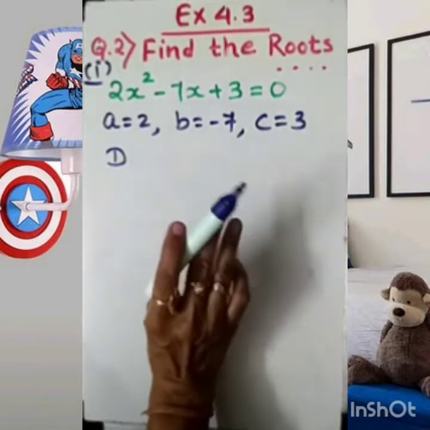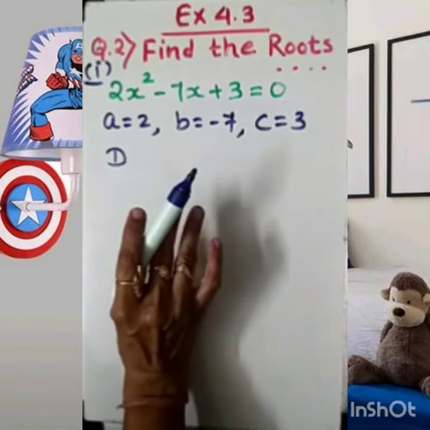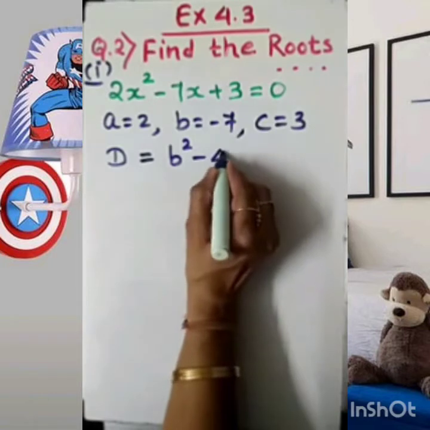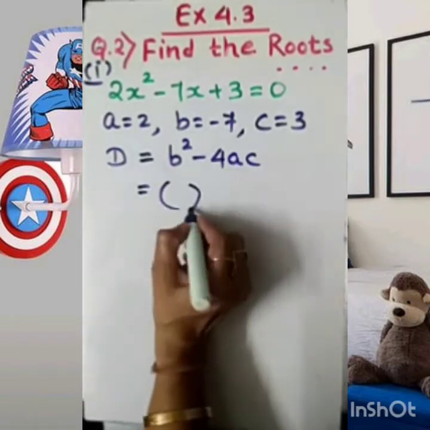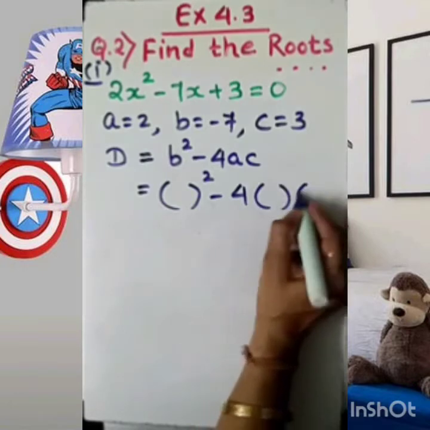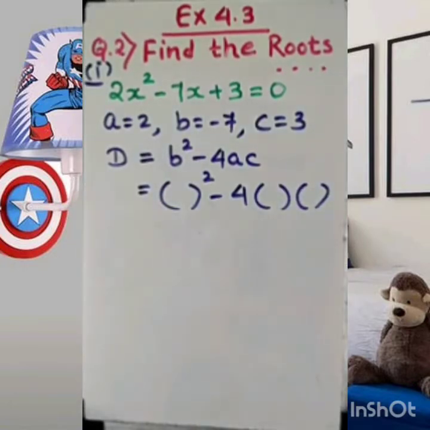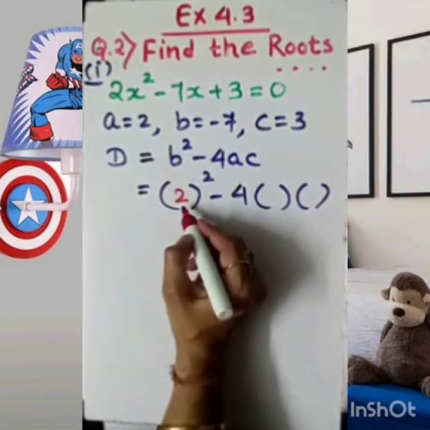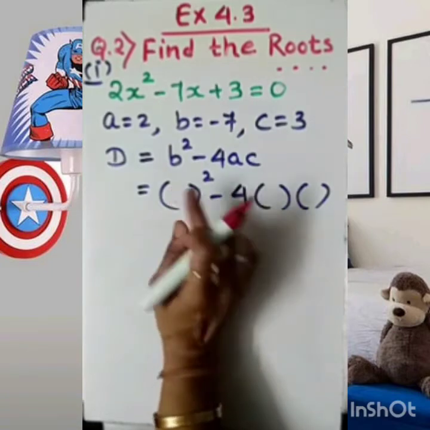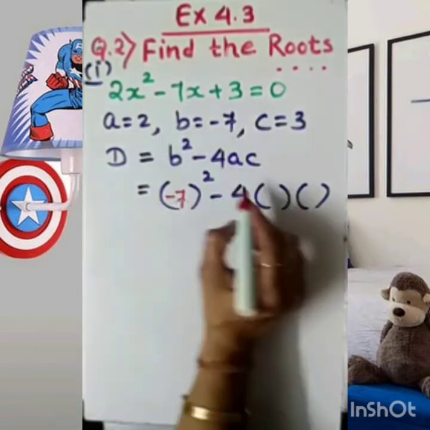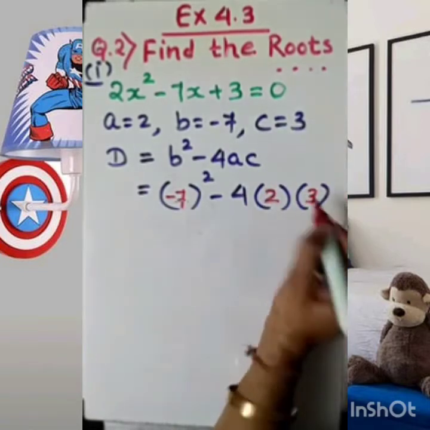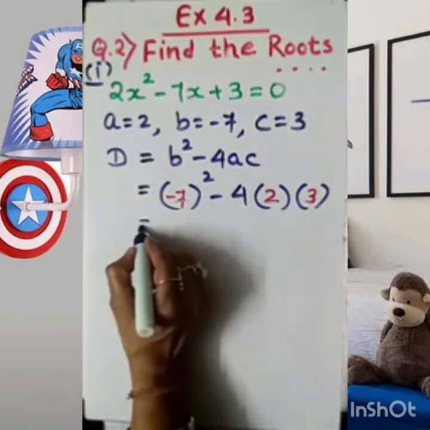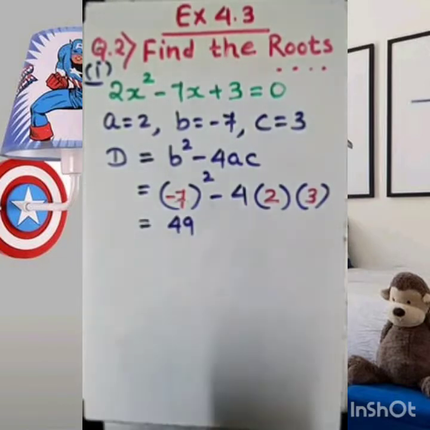Now we need to find the discriminant D. So D equals b square minus 4ac. Let's substitute the values of a, b, c here. a is 2, b is minus 7, sorry, I'm correcting, and c is 3. Got it? So what is the square of minus 7? Minus 7 square will be positive, that is plus 49.